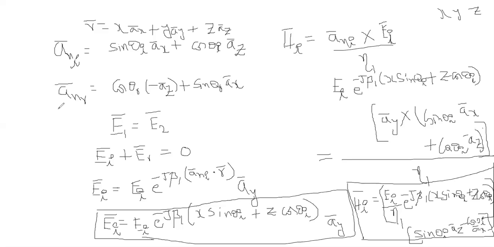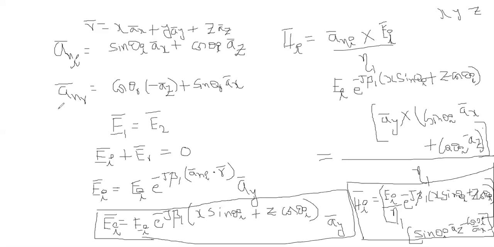ANR bar. Now it is ANI bar. Change it as ANR bar dot R bar. What is the ANR bar? We have this equation: cos theta R minus AZ bar and sin theta R into AX bar. Apply the dot product with the R bar to see what function we'll get in the parenthesis of e power minus j beta 1 sin theta R into AX. So X into sin theta R, and cos theta R of minus AZ is here. So Z minus Z into cos theta R.